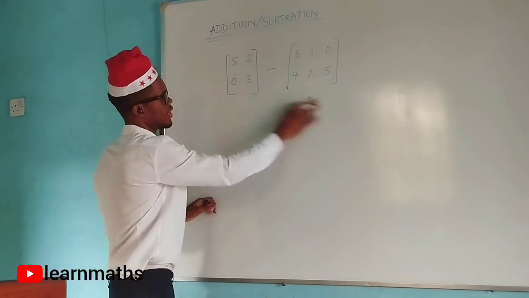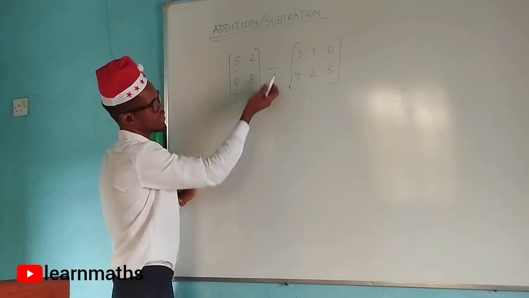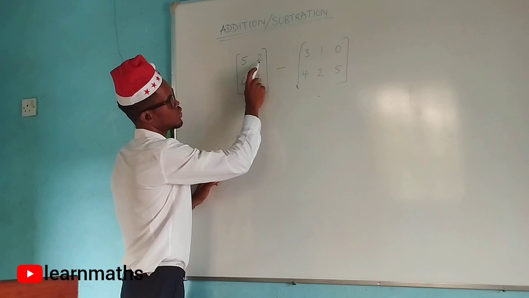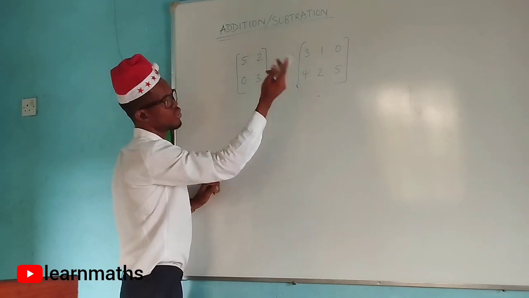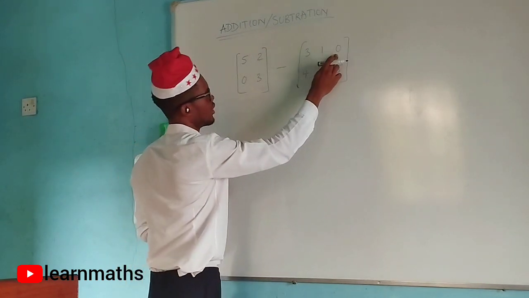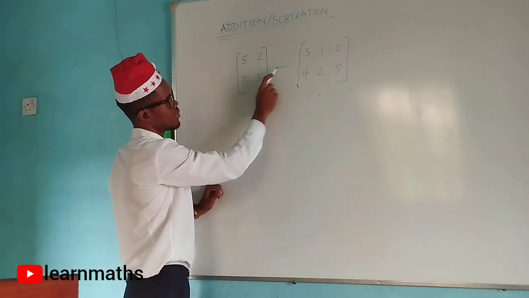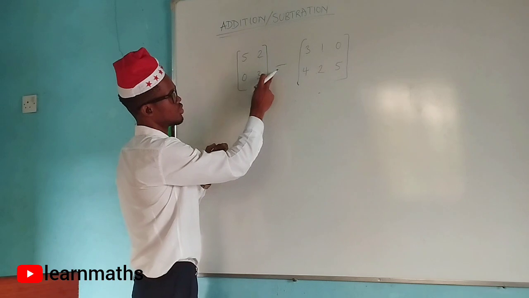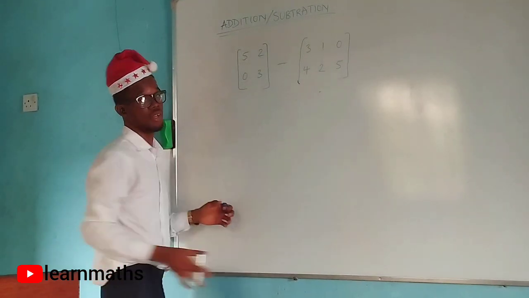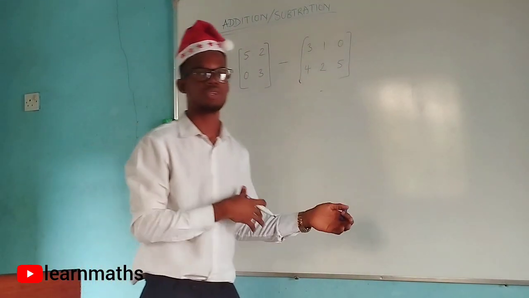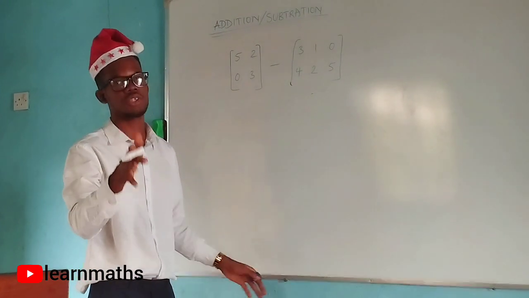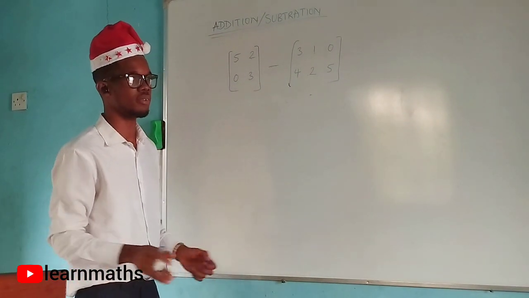Reason being, if I subtract this from this, that's 5 minus 3, then 2 minus 1. What number am I going to use to subtract this 0 there? Then if I say 0 minus 4 and 3 minus 2, what number am I going to use to subtract this 5? So these two matrices are not compatible for addition or subtraction. You should know when to add and subtract. You should also know when addition and subtraction is not possible, right?